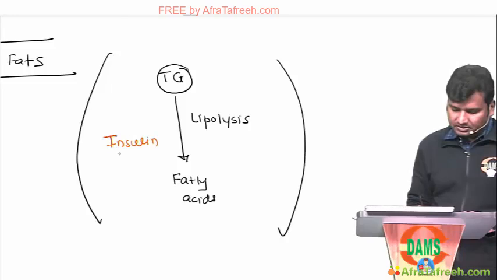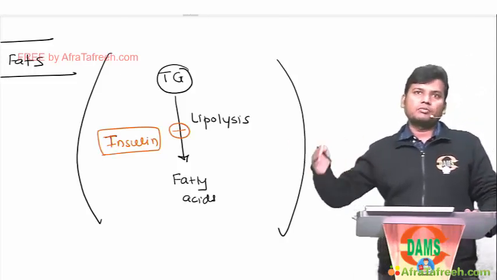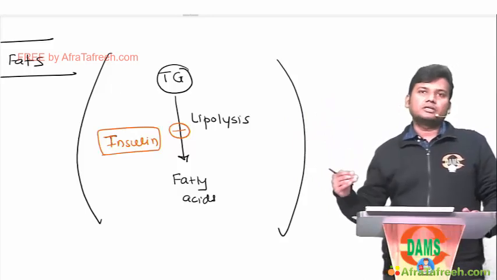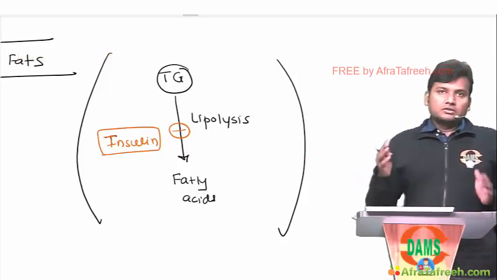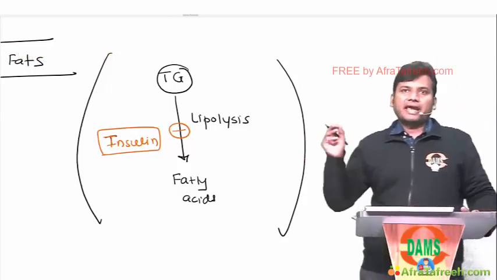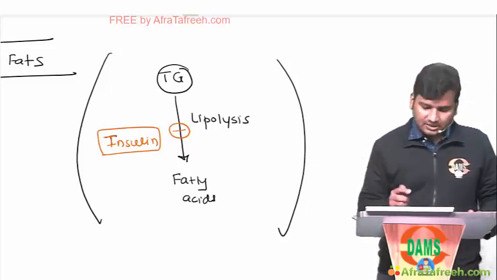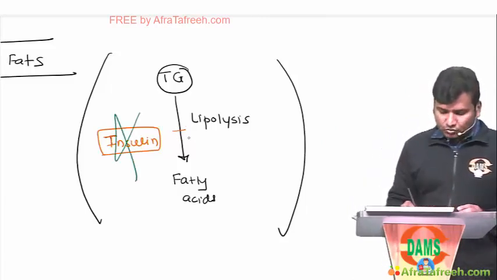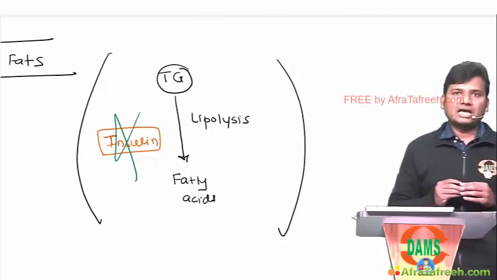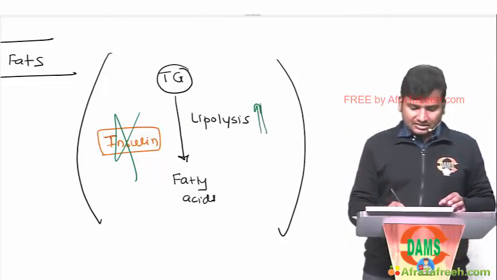Please remember this important relation of insulin with lipolysis. Insulin inhibits lipolysis. Insulin promotes fat storage, and insulin promotes use of glucose as energy. In type 1 diabetes, the patient has severe deficiency of insulin. So insulin is absent, and there is no one to stop lipolysis. So in patients of type 1 diabetes, lipolysis increases.